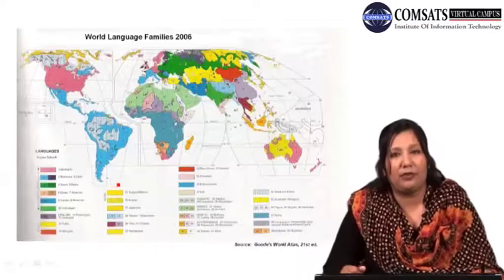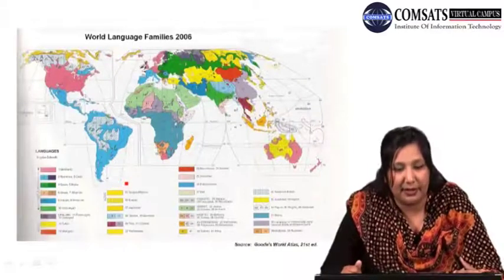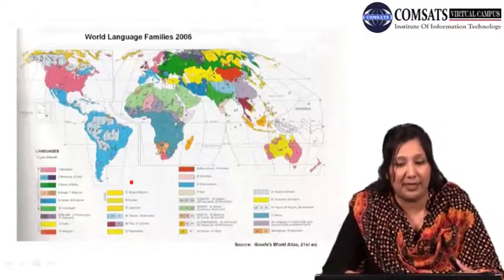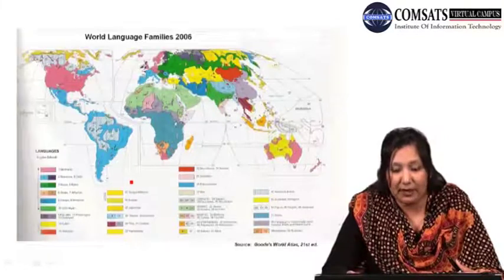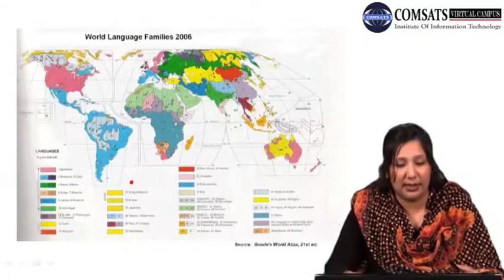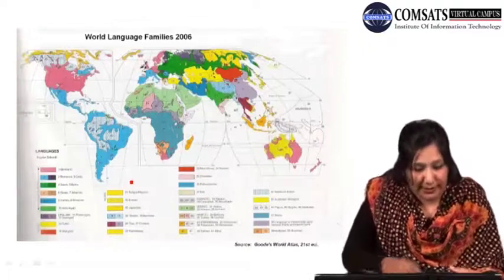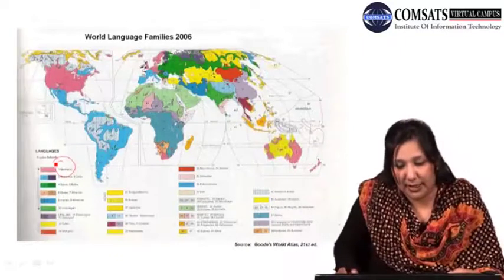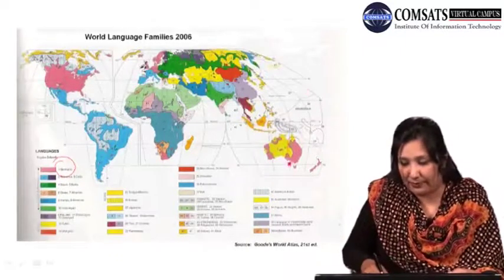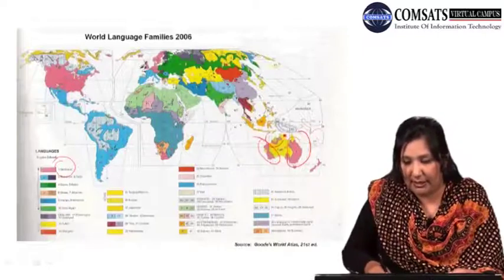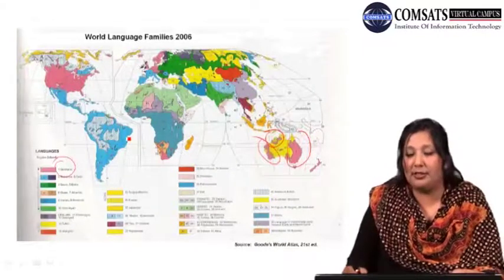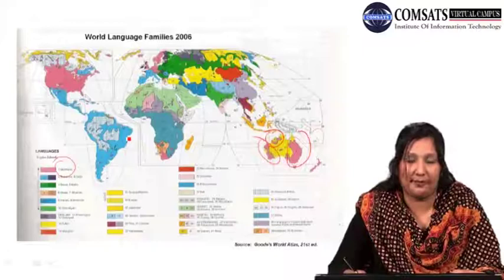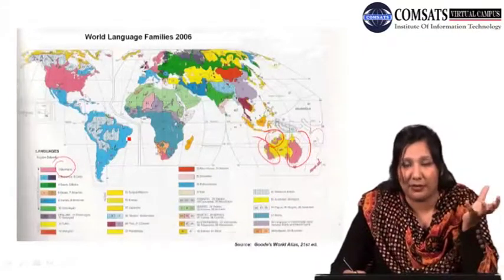Look at the world language families in 2006. This is a global view of the world language families that is given. As you can see, the first one is here. If we say it's the Germanic language, let's see where this Germanic color is found. This area, this part of the land, is where Germanic language is spoken.